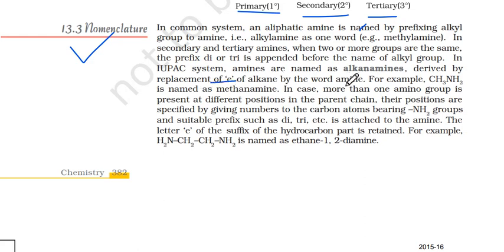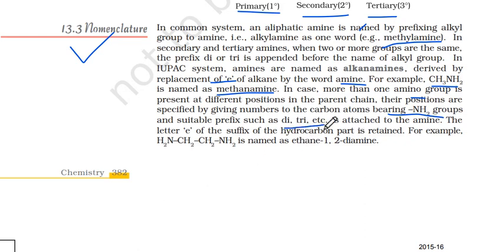For example, CH3NH2 is named as methanamine. If it was methylamine, then it was the common name. In case more than one amino group is present at different positions in the parent chain, their positions are specified by giving numbers to the carbon atoms bearing NH2 groups, along with multipliers such as di, tri, etc.